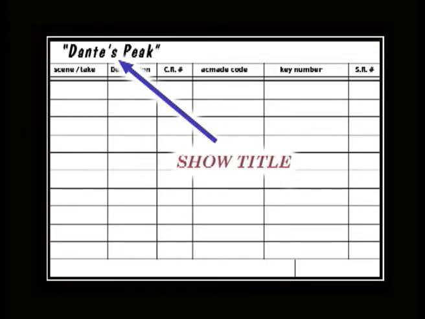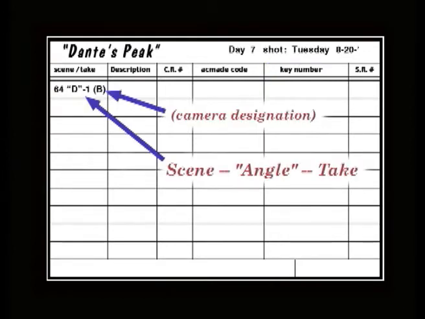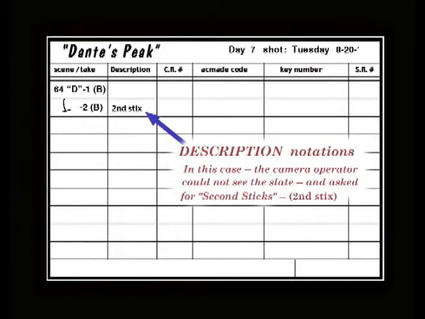Always list the show title on every page. You will list the date of the dailies, the day the footage was shot. You list each scene, take number and angle designation. If you are shooting with multiple cameras, you list the camera that shot the piece of film in parentheses, A camera, B camera, and so forth. You can list a short note that may be helpful or alert the editors of a particular issue with the footage.